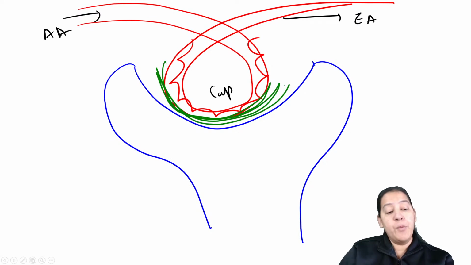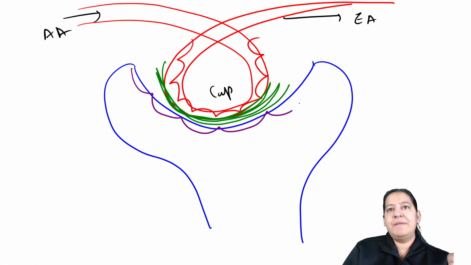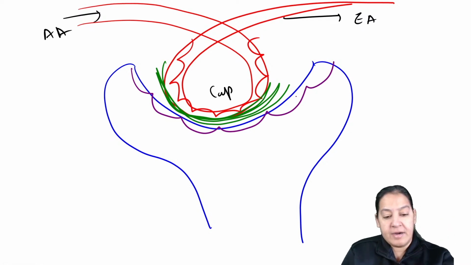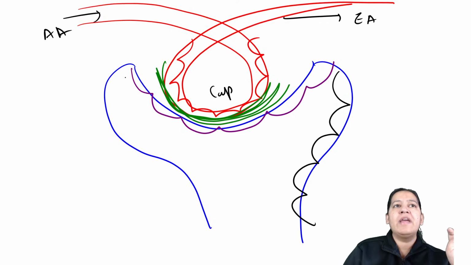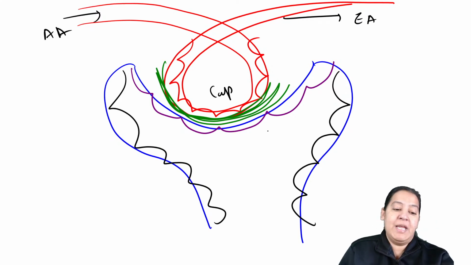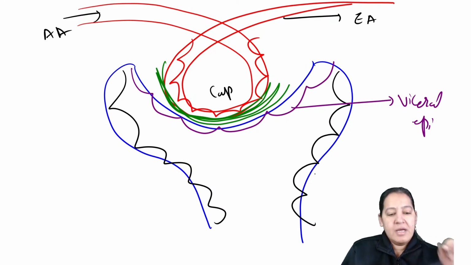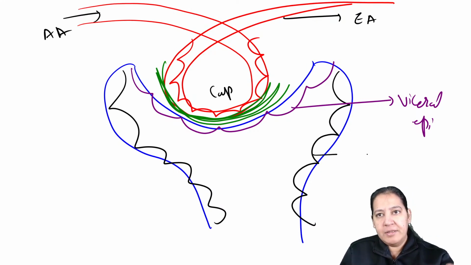Now look at Bowman's capsule. In Bowman's capsule, two types of epithelium are present. This epithelium is visceral, which I am drawing with purple color. And this epithelium is parietal, which I am drawing with black color. So in the filtration barrier, it is the visceral epithelium which is coming. The parietal one, the black one, is present.